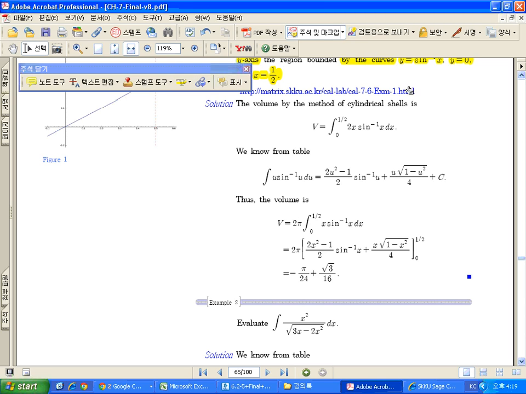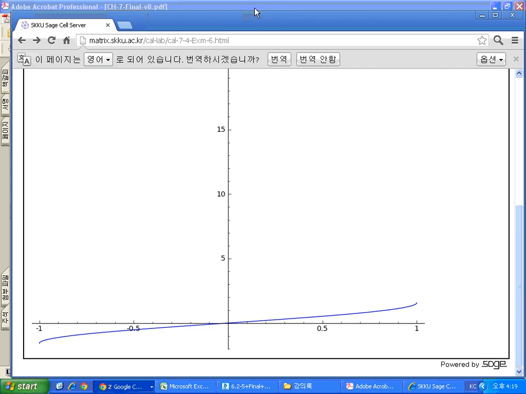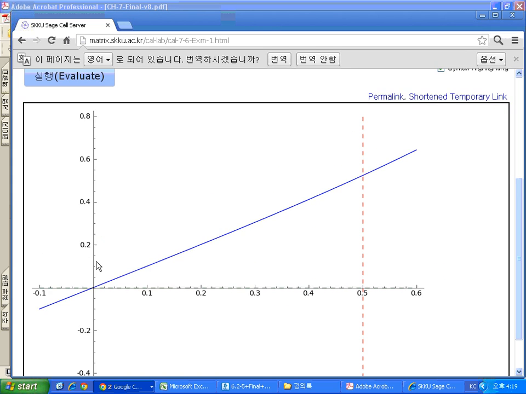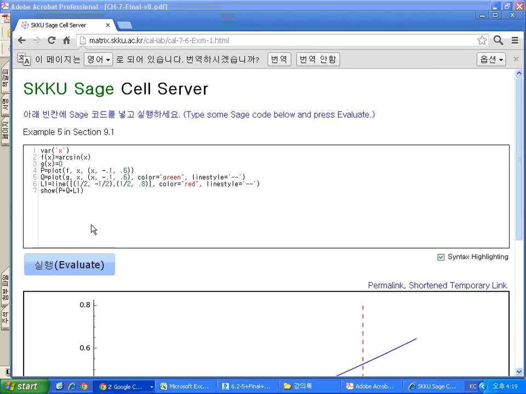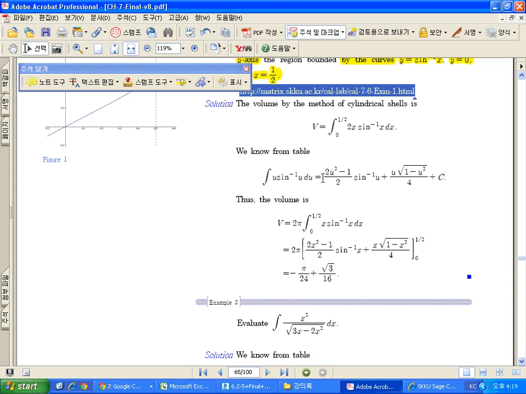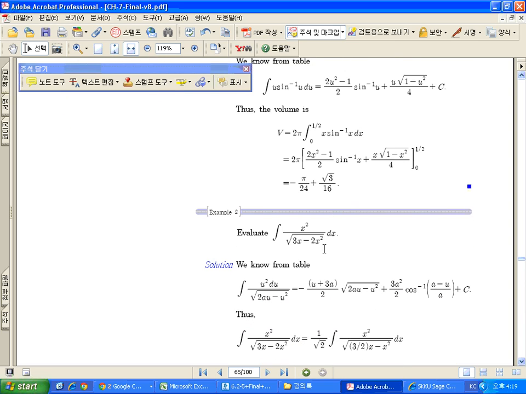Also, we can integrate with Sage here. Let's see. For example, in this section, we draw the graph here and we can do the integration like we did in the earlier section.